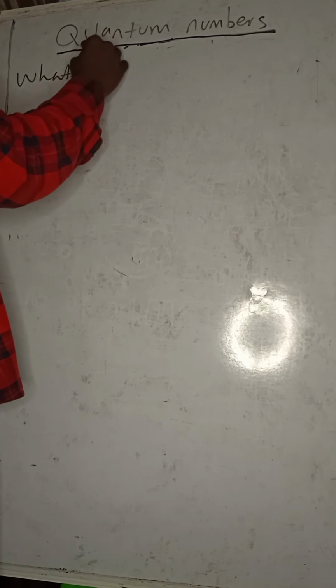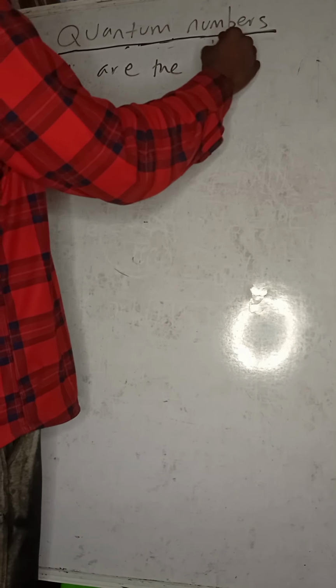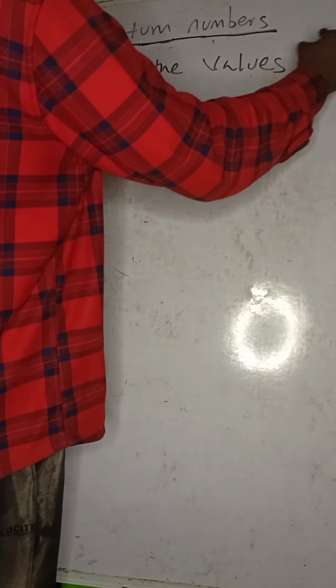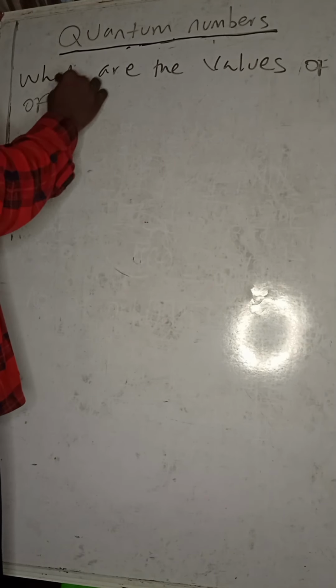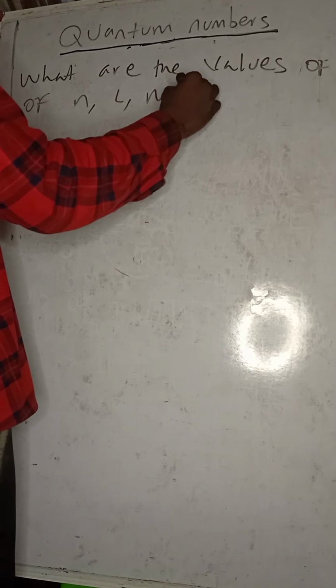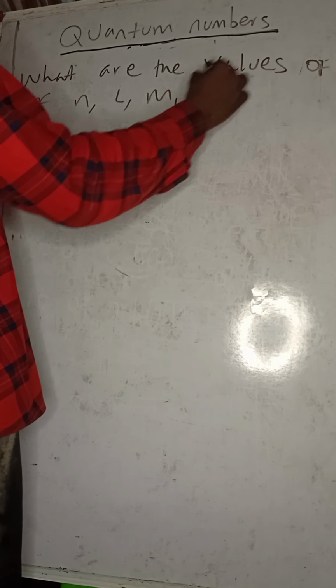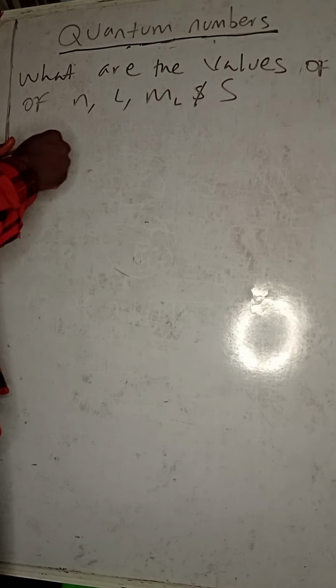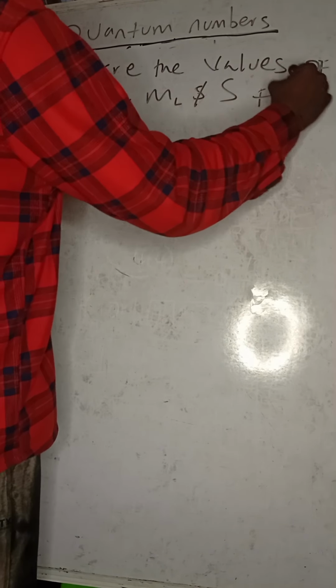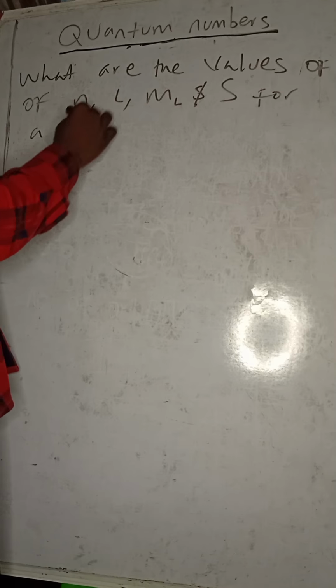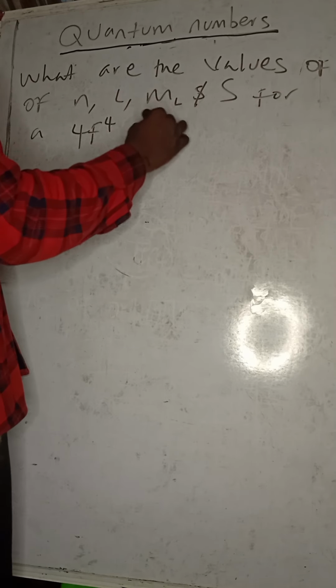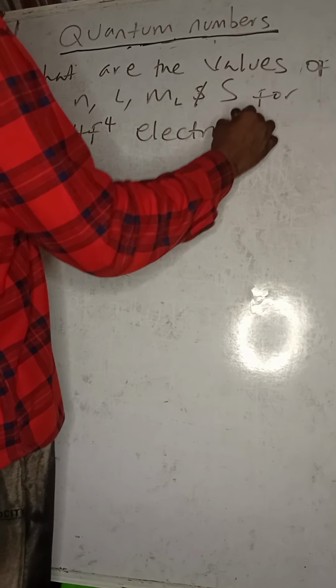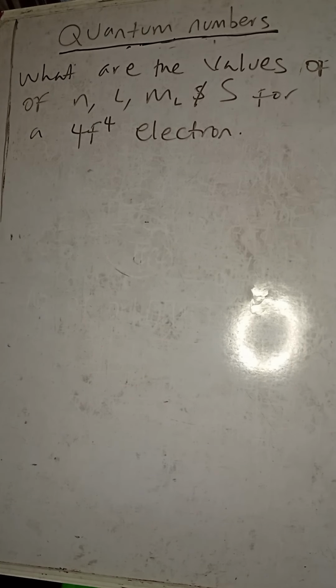Example 2: what are the values of n, l, ml, and s? Now it should be noted that the spin quantum number can also be represented as s. n, l, ml, and s for a 4f4 electron. So for a 4f4 electron, what are the possible values of n, l, ml?